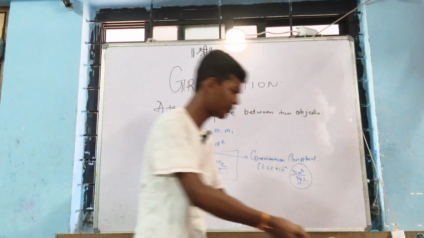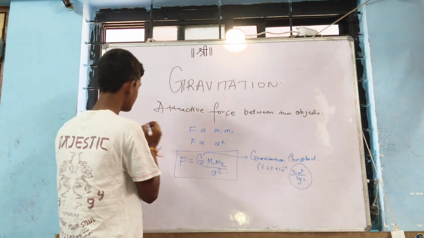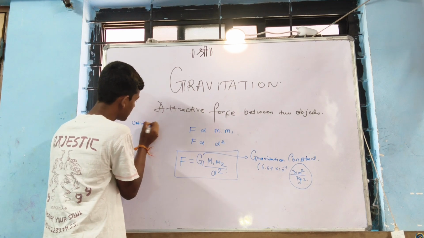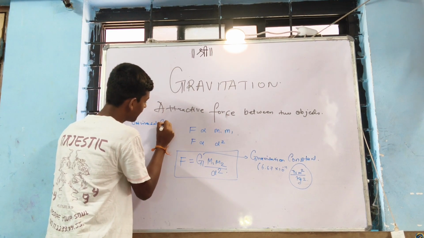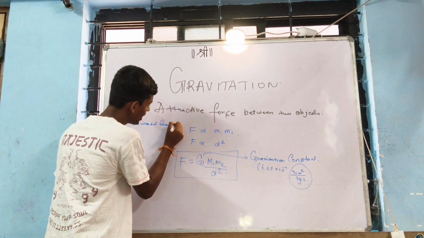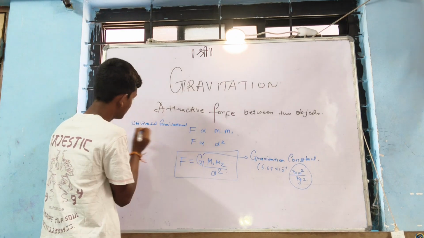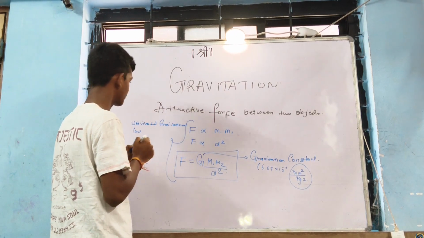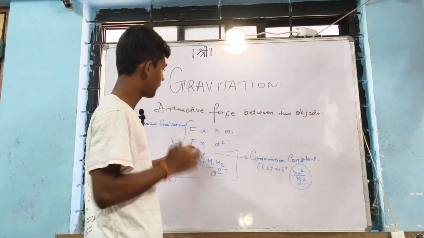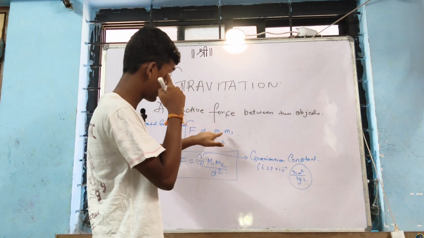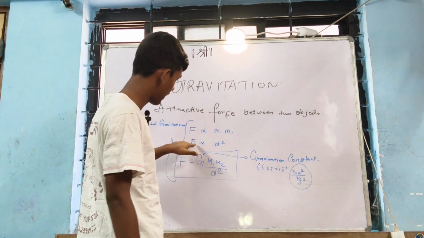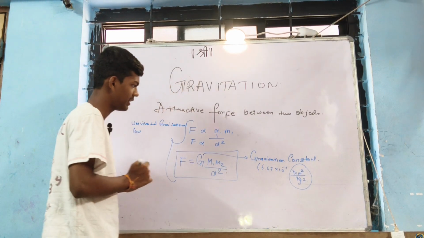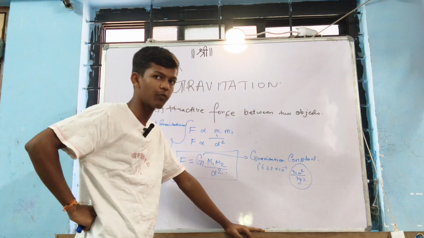I forgot to write the law. This is the universal gravitational law, and because of this, the force is proportional to m1 m2, and the force is also inversely proportional. The big mistake I did: inversely proportional to the d square.